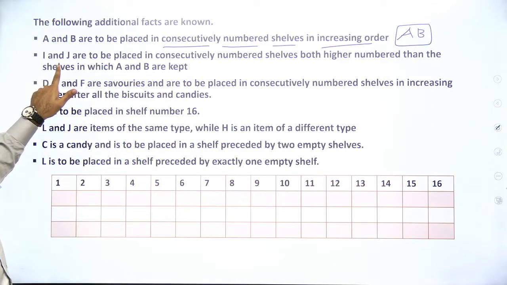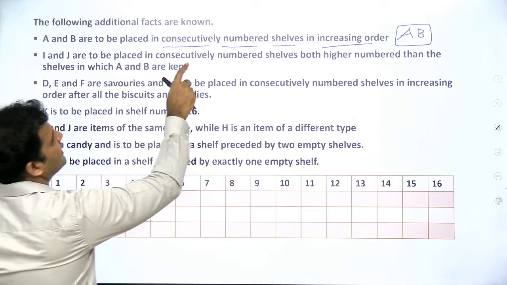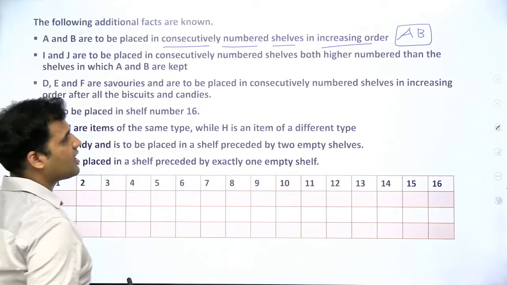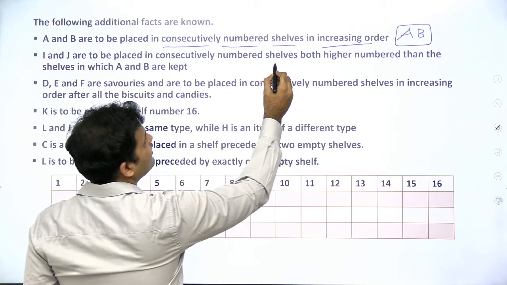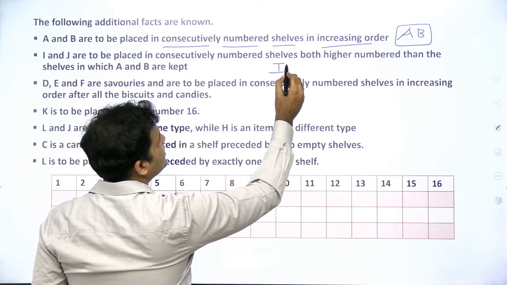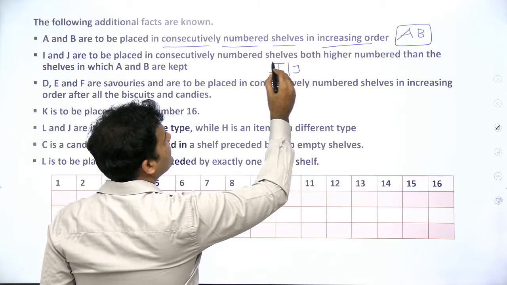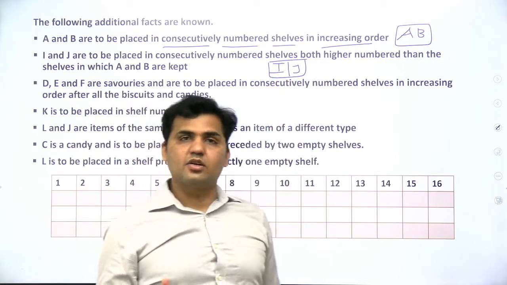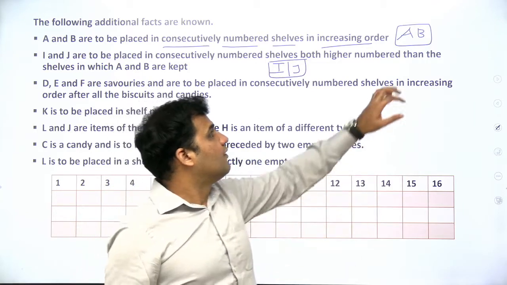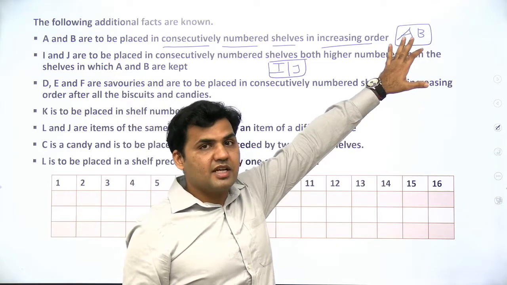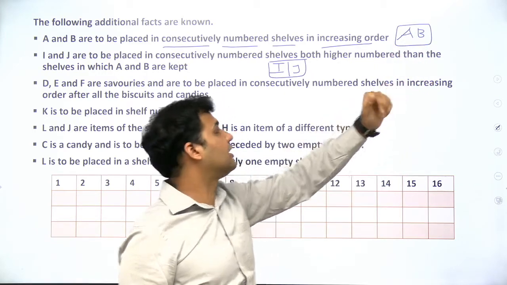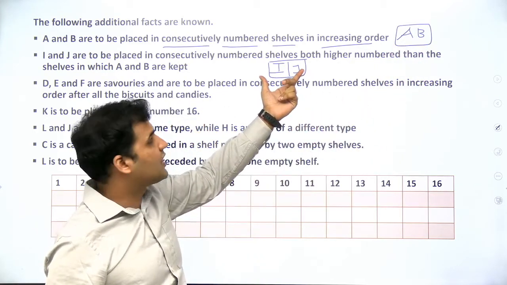Next it says I and J are to be placed in consecutively numbered shelves, both at higher numbers than the shelves in which A and B are kept. That also tells me that I and J are of the same type of items. Either they are biscuits or candies or savories. We also do not know whether A and B are biscuits, candies or savories. So A and B are the same type of items. They have to be clustered together. I and J are also the same type of items.